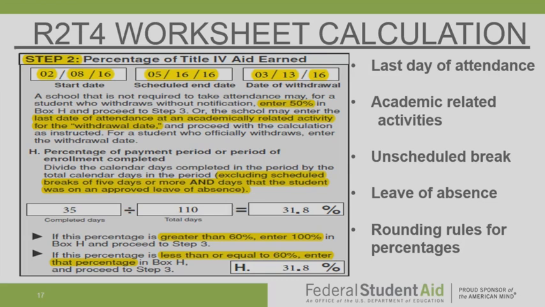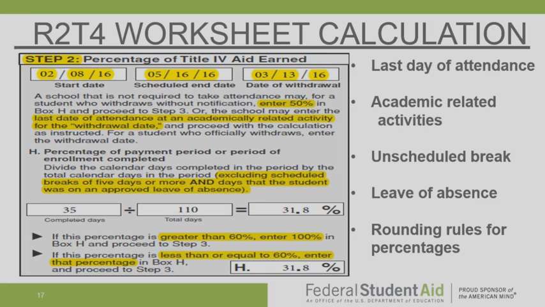Completed days is from the start date, counting calendar days to include Saturdays and Sundays, up to the day the student withdrew. So the student completed 35, you divide it by the total number of days for your payment period, which equals the percentage that the student earned. If the percentage is greater than 60%, you enter 100%, not 60, but greater than 60%. And only for this calculation, rounding rules do not apply. So if the calculation says the student earned 60.001, it's 100% because it's over 60. If it's 60%, then it's 60 because it's not over the 60.